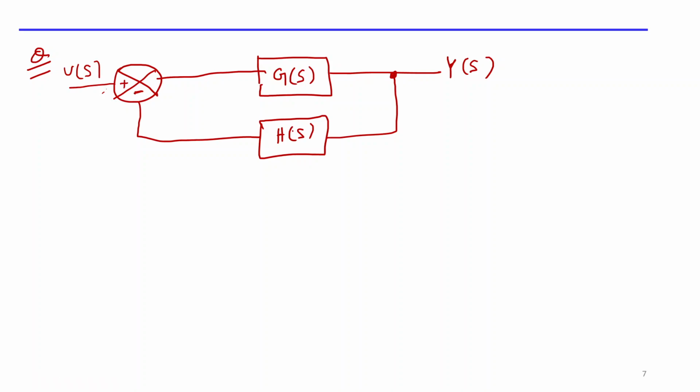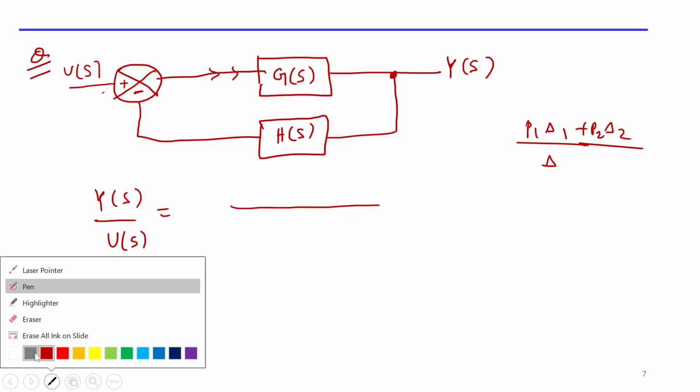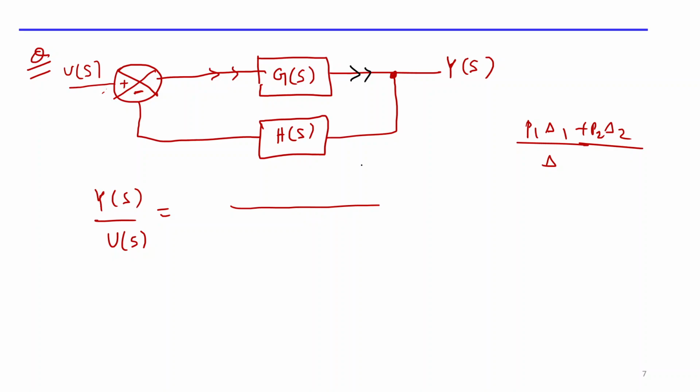This is a basic question everyone knows, but using Mason's gain formula, can anybody tell me what is the output Y of s divided by U of s? First write down P1 delta 1 divided by delta, plus P2 delta 2, and try to solve. What is the forward path? You can see there is one forward path, which has gain G. I'm writing G directly, but I don't know delta 1 yet. I will calculate delta 1 later.